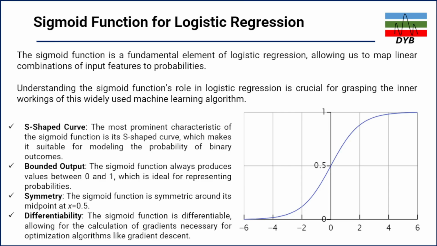The symmetry is also very good, I mean the shape of the sigmoid function. If you look at it, the sigmoid function is symmetrical about 0.5. This is symmetrical: it goes up here and also down here, a similar shape above and below, towards 0 and towards 1. The sigmoid function is also differentiable, allowing for calculation of the gradient necessary for optimization algorithms like gradient descent.